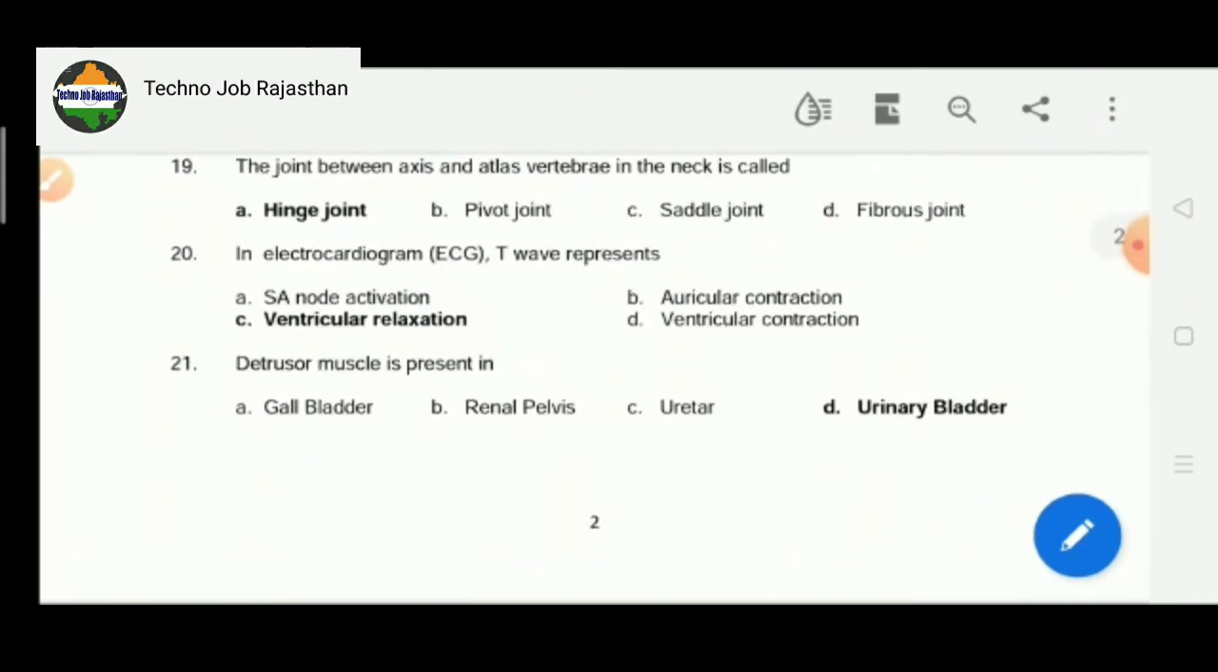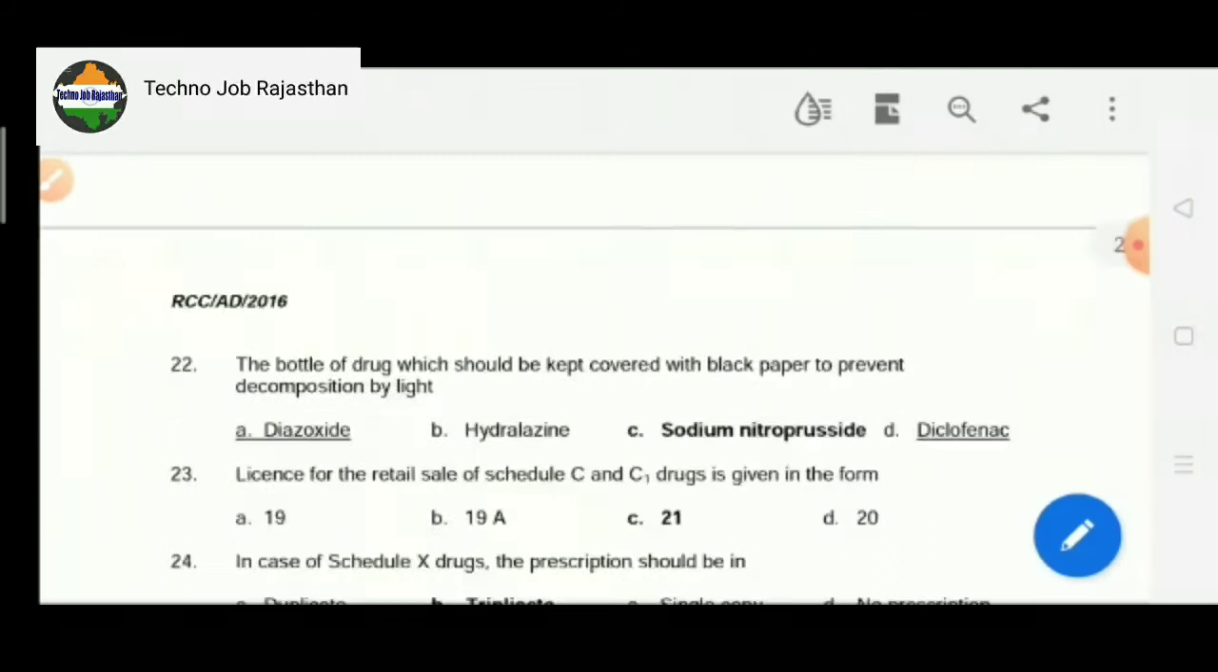Question number 21. Detrusor muscle is present in: option A is gallbladder, option B is renal pelvis, option C is ureter, option D is urinary bladder. So the correct answer is option D, that is urinary bladder.